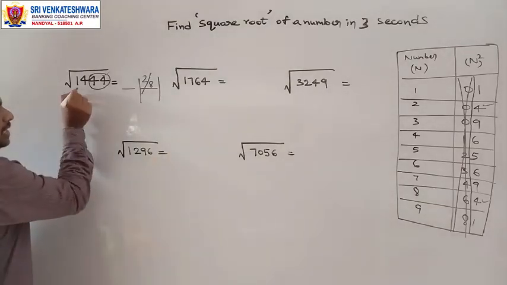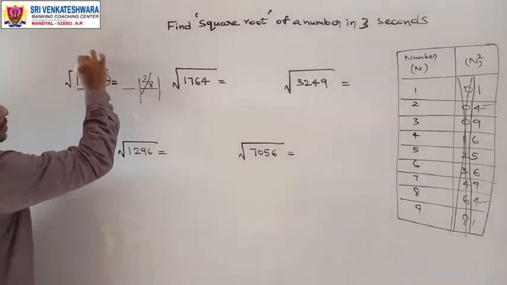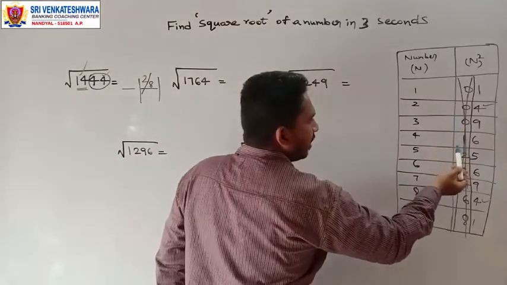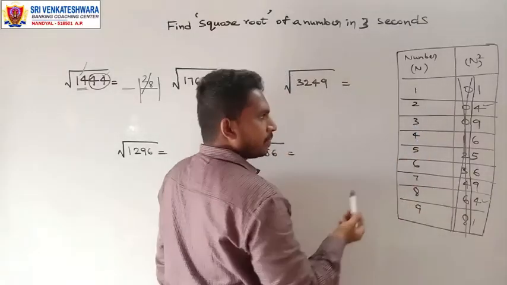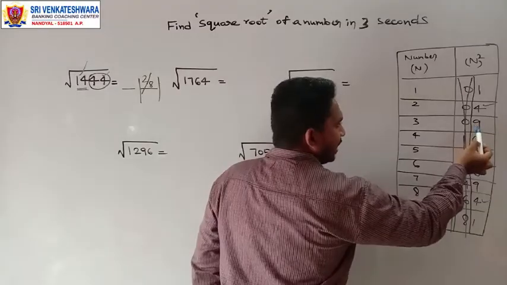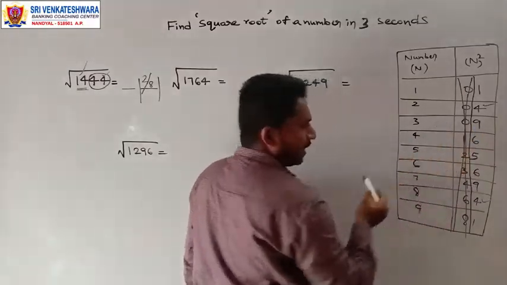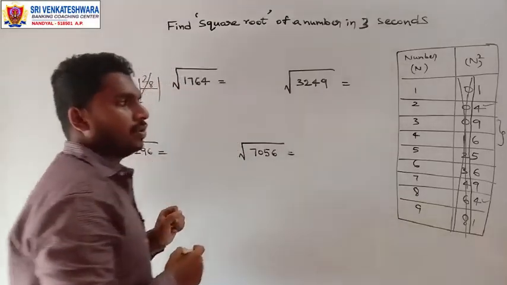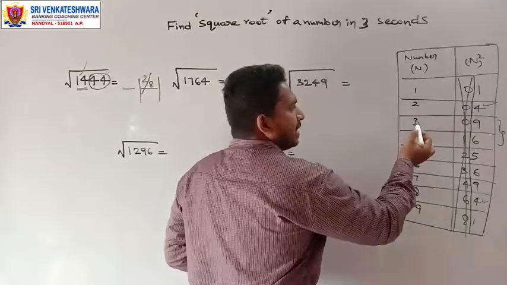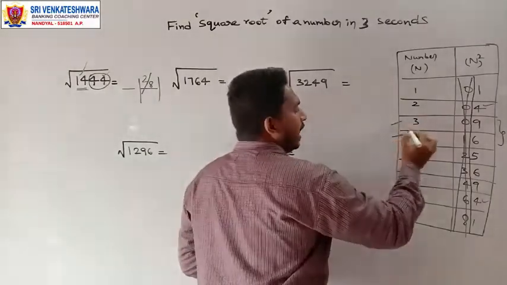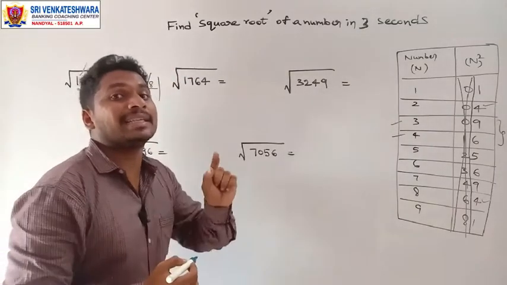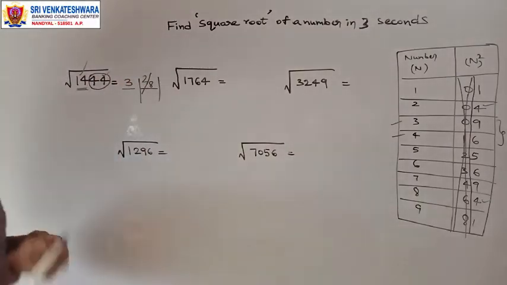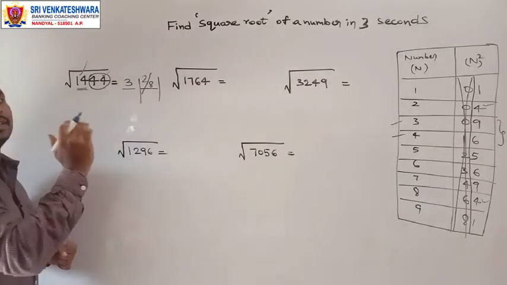For that you take the number formed by the remaining digits, that is 14. 14 falls in the range of 3 square and 4 square. 14 is greater than 9 and less than 16, somewhere in the middle. So 14 falls between 9 and 16, that is, between 3 square and 4 square. You consider 3 and 4 and take the lesser digit, that is 3. So this is going to be 3. Now you have to multiply the 3 with the next digit.